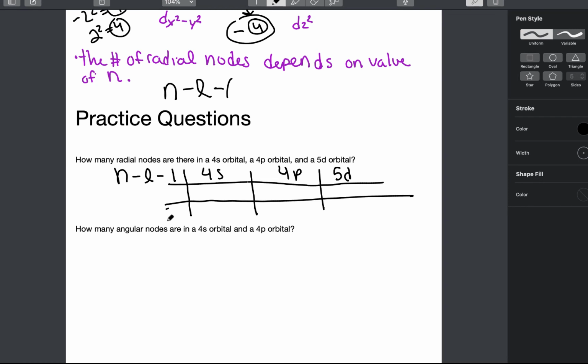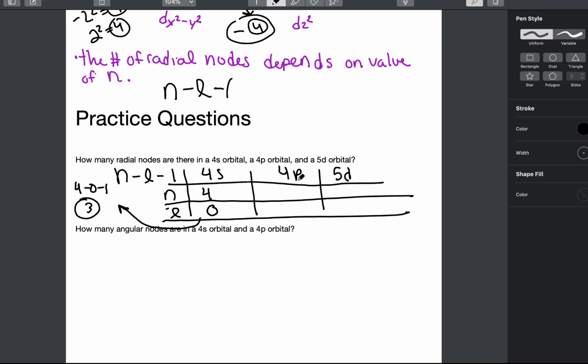So let's make that a little straighter. So we'll put the n value here and the l value here. The n value for the 4s is 4, and the l value, or the angular quantum number associated with s, is 0. So therefore, the number of radial nodes that we would get is equal to 4 minus 0 minus 1, which would be equal to 3 radial nodes for the 4s orbital.